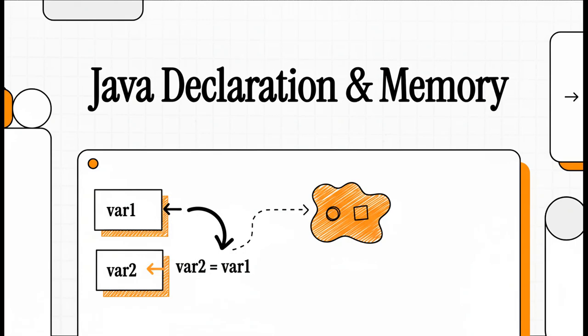Have you ever had one of those bugs? You know, the one where a variable just mysteriously changes and you have no clue why? Well, the answer might be hiding in a single line of code you've probably written thousands of times. Today, we're going to pull back the curtain on object declaration in Java and see what's really happening in your computer's memory. And trust me, getting this is a total game changer.